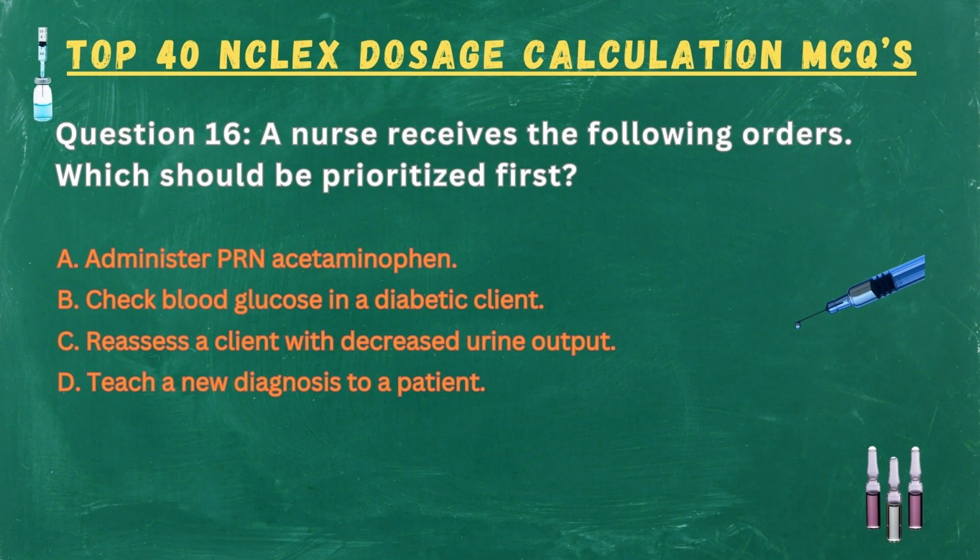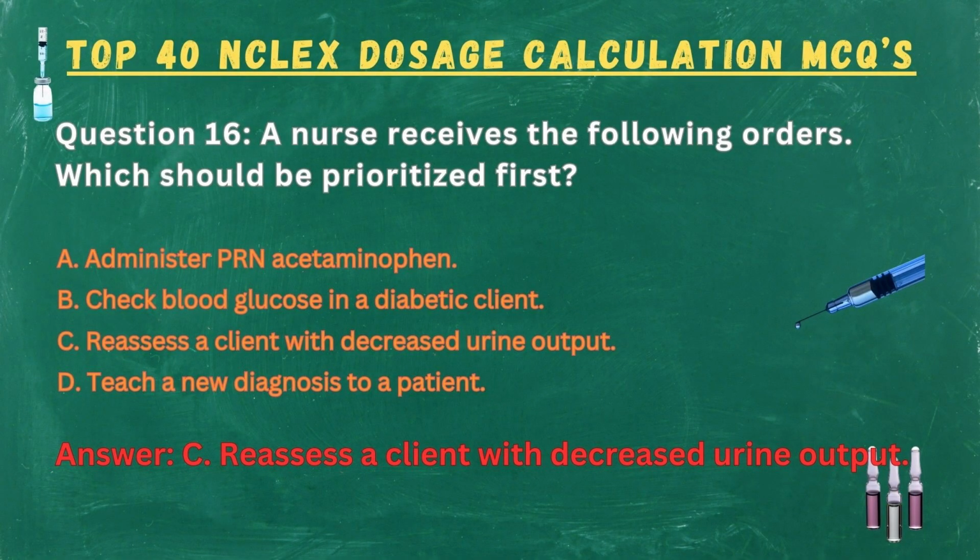Question 16. A nurse receives the following orders. Which should be prioritized first? A. Administer PRN acetaminophen. B. Check blood glucose in a diabetic client. C. Reassess a client with decreased urine output. D. Teach a new diagnosis to a patient. Answer: C. Reassess a client with decreased urine output.